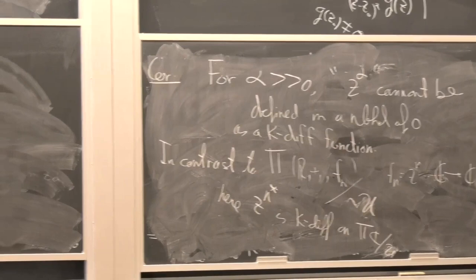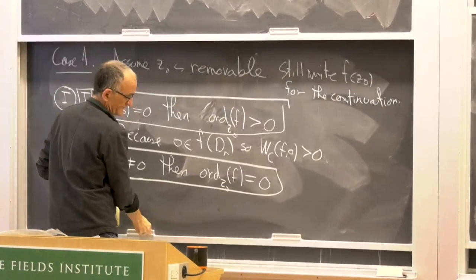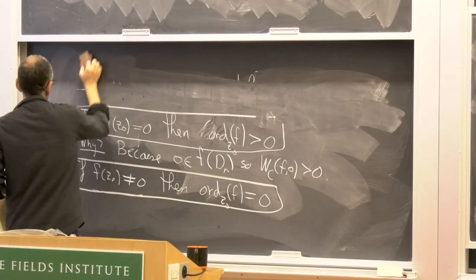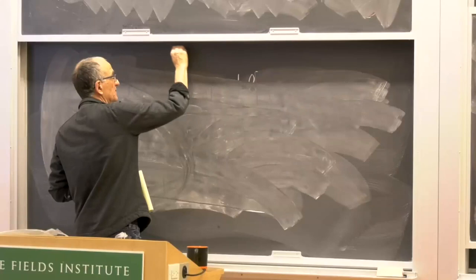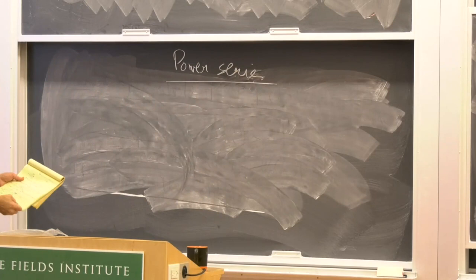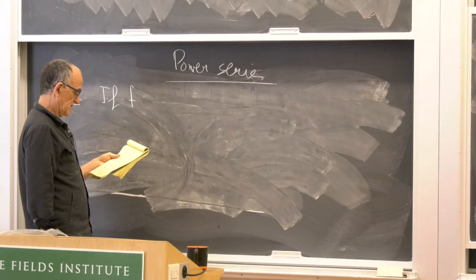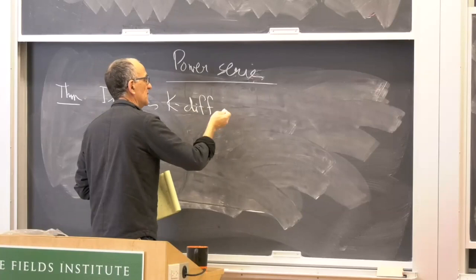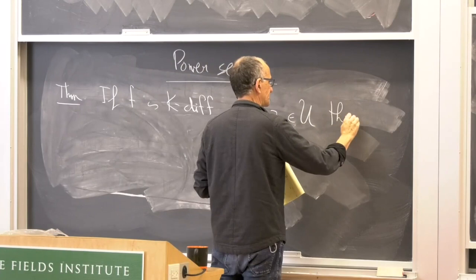Let's talk about power series expansions. It's not expansion, but power series associated to a function. So, theorem: if f is k differentiable on the whole of U, and z0 is in U, then what do we have?